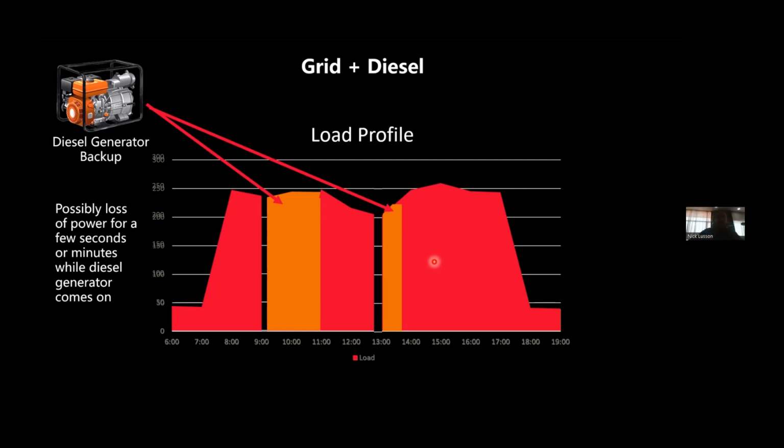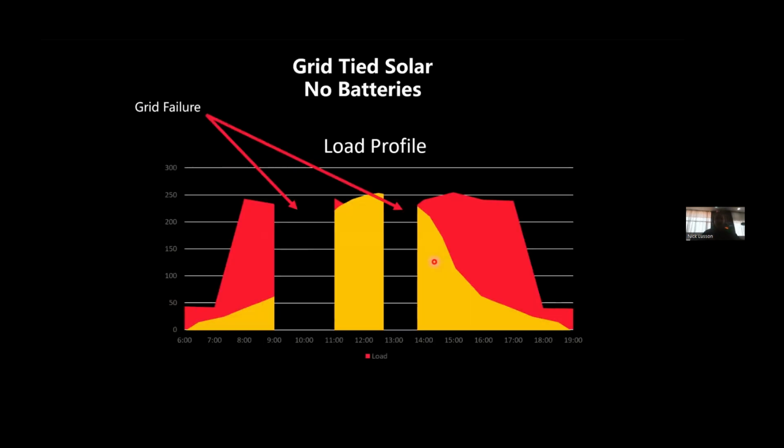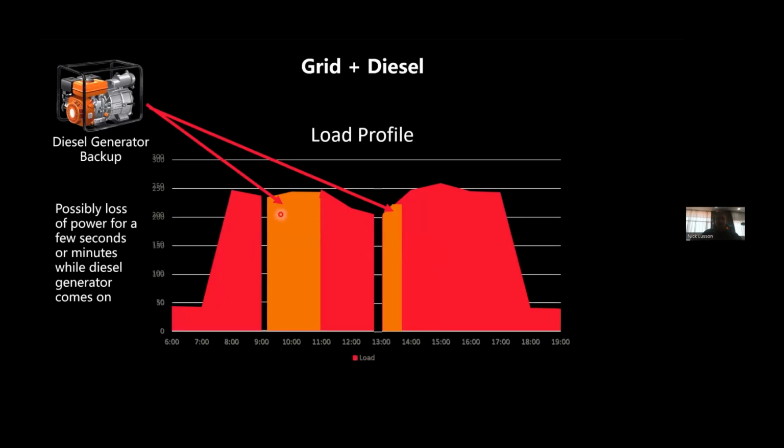So if they have a diesel generator, when there's a blackout, you can see previously they had no power and now they're using the diesel generator. But what you'll notice is that there's this small gap. That's the startup time. Maybe we've all experienced this when there's a blackout and the power goes off for a few seconds and then the diesel generator comes on. That's what you're looking at right now.